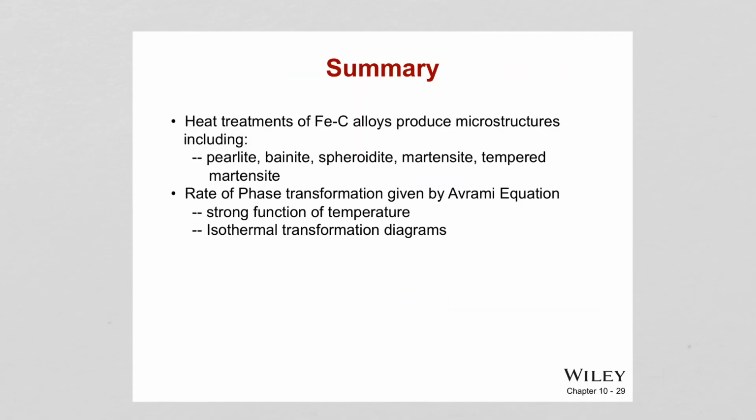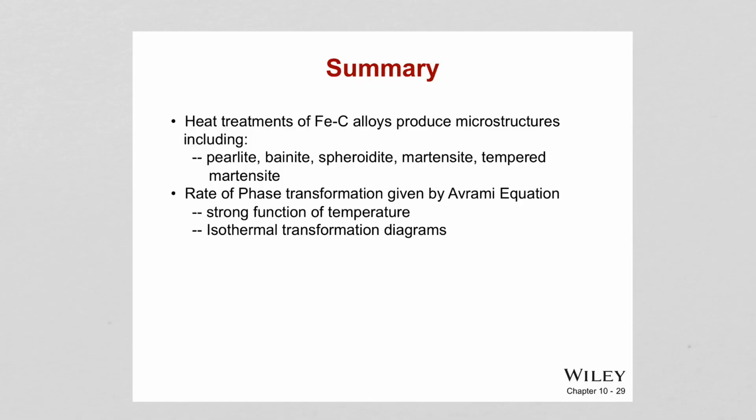In summary, we have seen the iron-carbon alloy system, and we have seen that different microstructures can form: pearlite, bainite, spheroidite, martensite, and tempered martensite. We have also seen the transformation diagrams, TTT diagrams, from which time and temperature information can be obtained, and the rate of this phase transformation, which we learned is given by the Avrami equation.